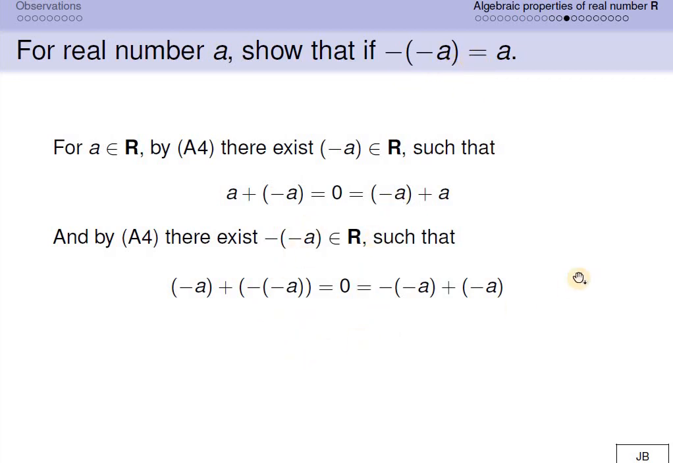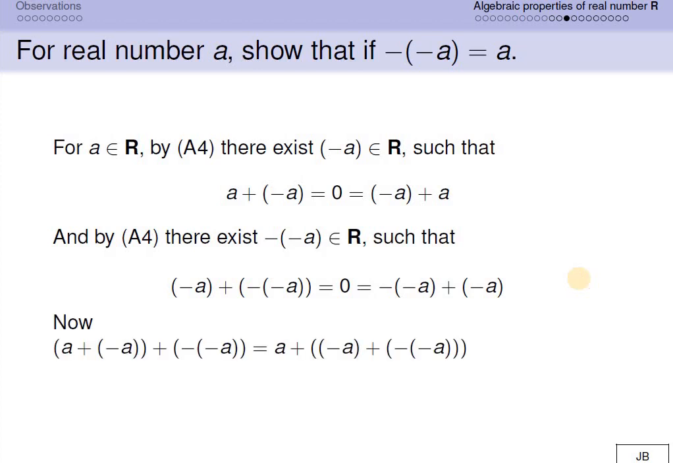Now let's go to the next step. So we start with this expression: a plus minus a plus minus minus of a, this is equal to a plus minus of a plus minus minus of a. This is due to associativity. I have just written the associative expression for three numbers: a, minus a, and minus of minus a.